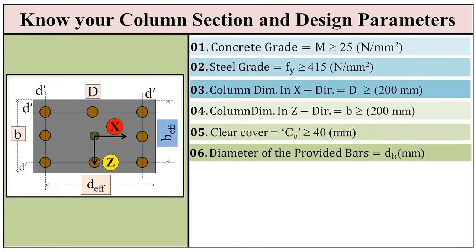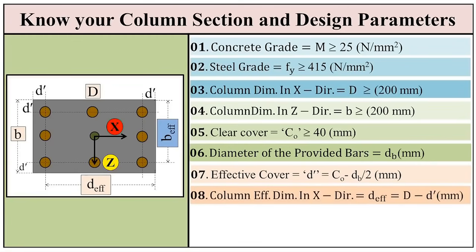Point number 06. Diameter of the provided bars is denoted by dB. The preferred minimum bar diameter is 12 mm. Point number 07. Effective cover. We denoted the effective cover as d bar prime. Its value is equal to the clear cover, minus half of the bar diameter.